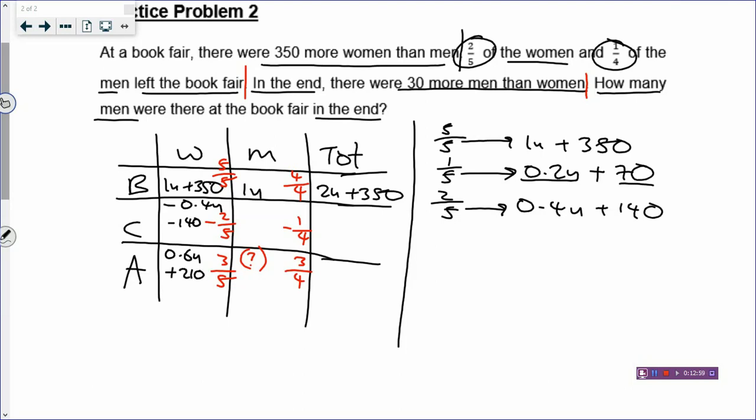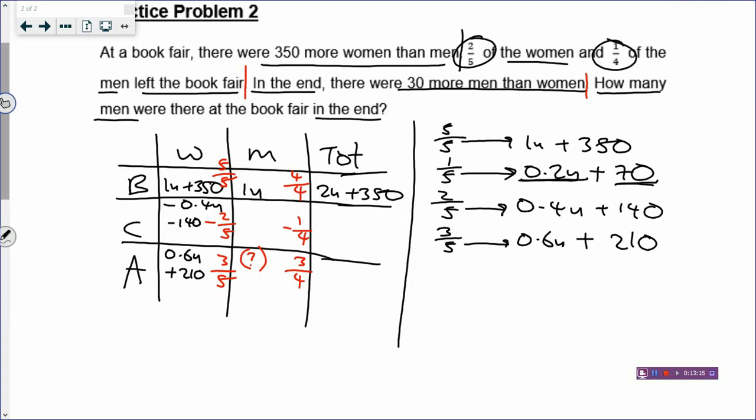Or you can do another way, which is to find how many is 3/5. So you take 0.2 unit, and you times 3. And then you take 70 and you times 3. And then there's a plus in the middle. And you will still get the same thing. Alright, what's the next step?